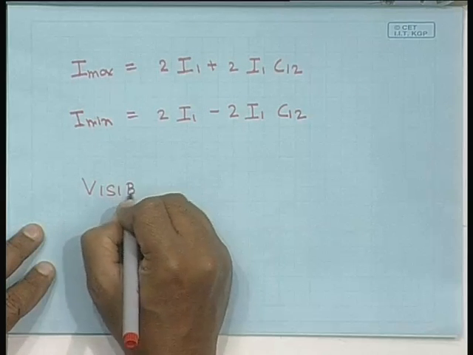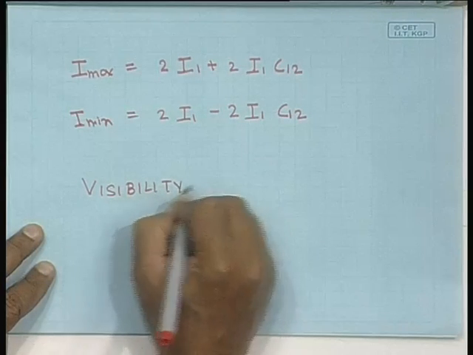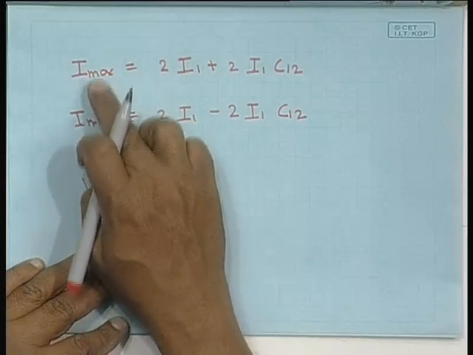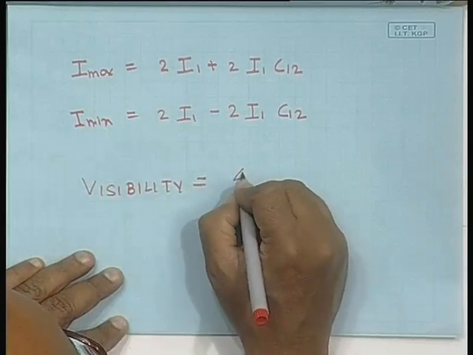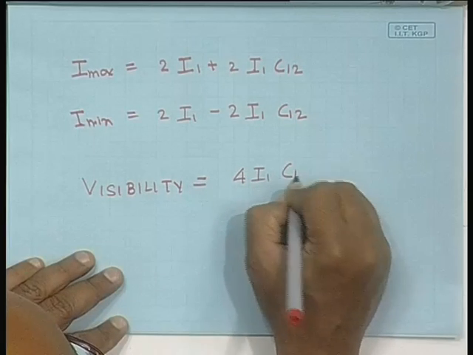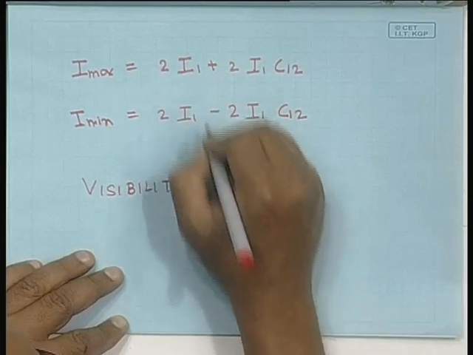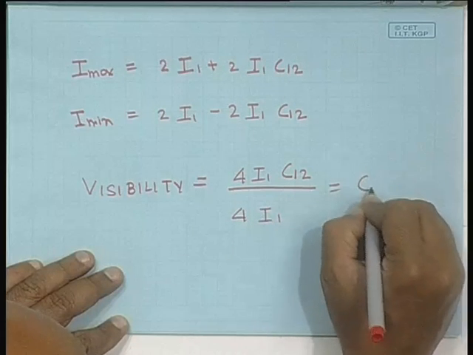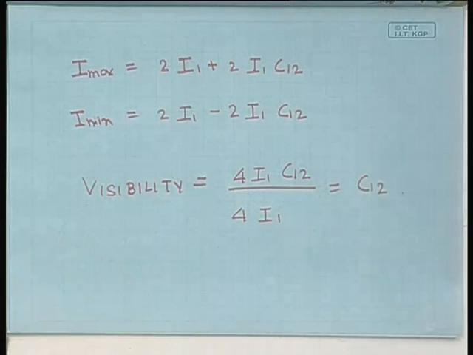Using this in the expression for the visibility, the visibility is equal to, when I take the difference of these two, I will get 4 I1 C12. When I take the sum of these two, I will get 4 I1, which is just the same as the degree of coherence or the coherence coefficient.